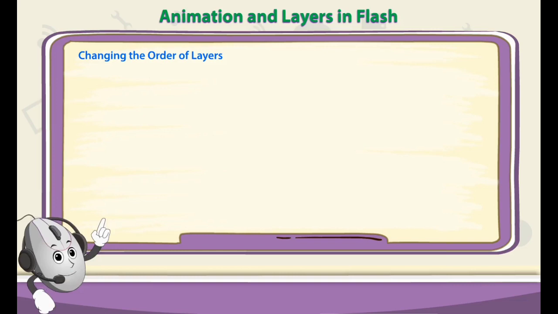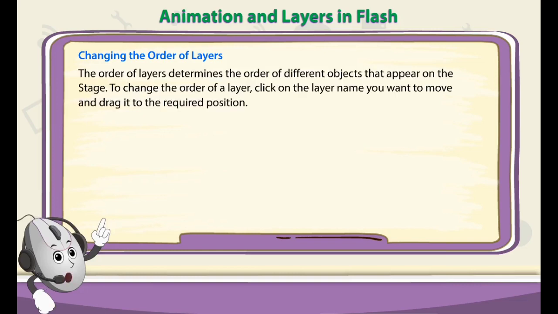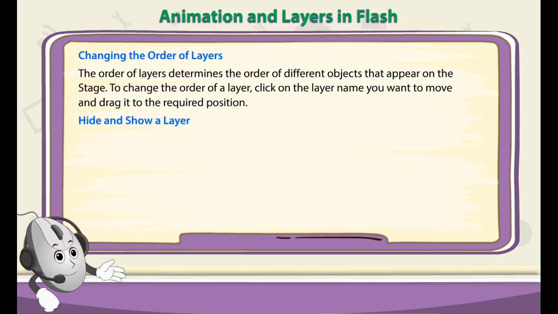Changing the order of layers. The order of layers determines the order of different objects that appear on the stage. To change the order of a layer, click on the layer name you want to move and drag it to the required position.